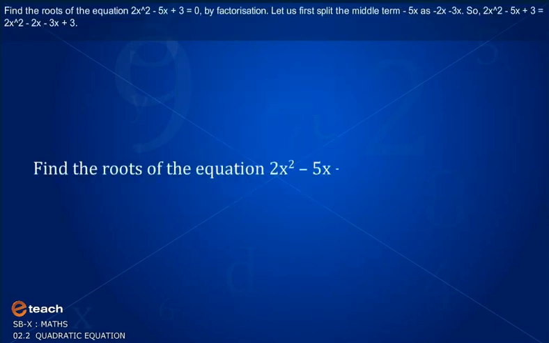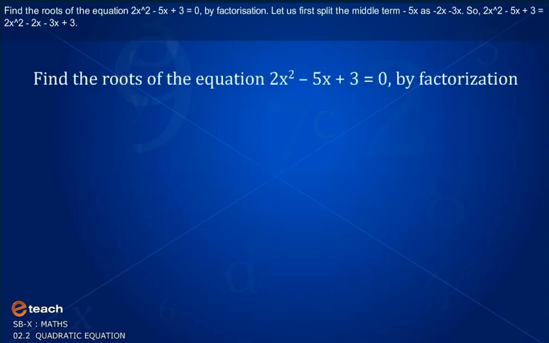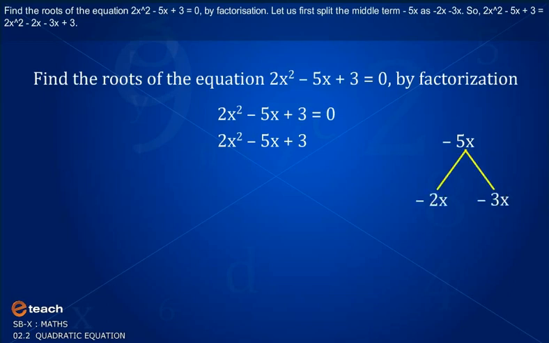Find the roots of the equation 2x square minus 5x plus 3 is equal to 0 by factorization. Let us first split the middle term minus 5x as minus 2x minus 3x. So, 2x square minus 5x plus 3 is equal to 2x square minus 2x minus 3x plus 3.